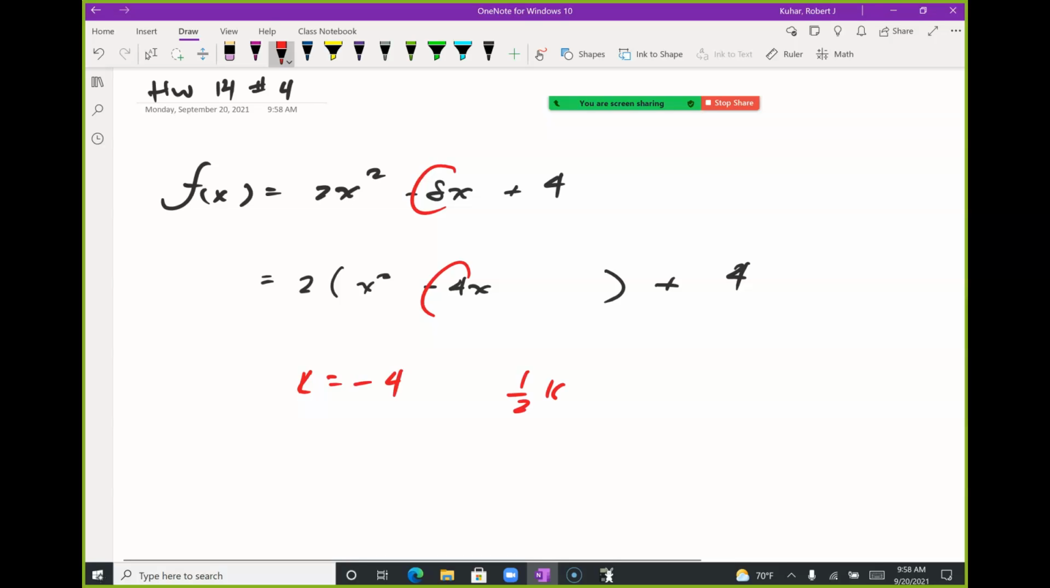So K is negative 4. Half of K is negative 2. And half of K, quantity squared, is positive 4. So I'm going to add 4 on the inside and subtract that 4 on the outside. And notice that the 4 on the inside is actually 2 times 4. So that's why I subtracted 8.